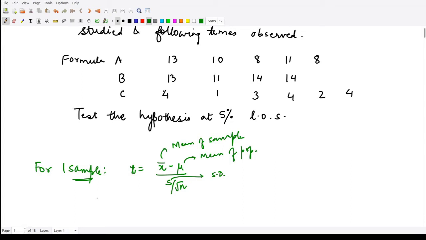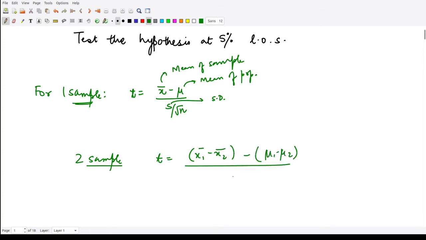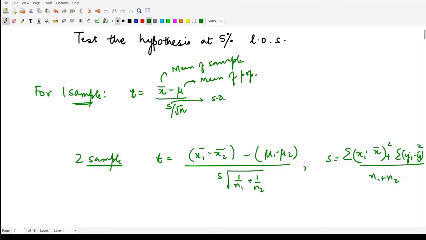For two samples, how do you calculate this t? T was calculated by x1 bar minus x2 bar minus mu1 minus mu2 divided by s into square root of 1 by n1 plus 1 by n2, where s is calculated by the formula summation xi minus x bar whole square plus summation yi minus y bar whole square divided by n1 plus n2 minus 2. So this is how you calculated this for two samples. So this was the value of s square.